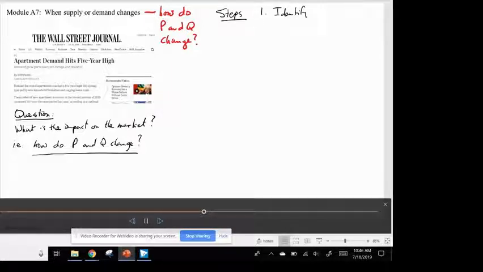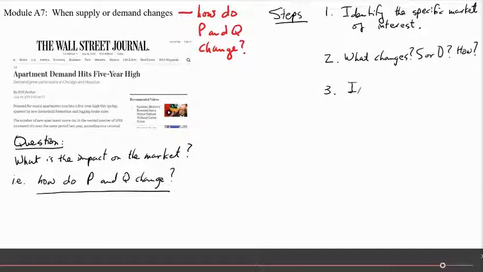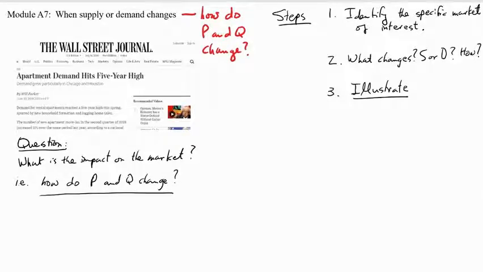The most difficult of these is the very first one, and that's to identify the specific market that we're interested in looking at. Secondly, once we've done that, we want to ask, is this a change in supply or is this a change in demand? Is this an increase or a decrease in supply or demand? The final step is to illustrate the impact. We draw the change in supply or demand and show the resulting change in equilibrium, price, and quantity. So let's apply these 3 steps.